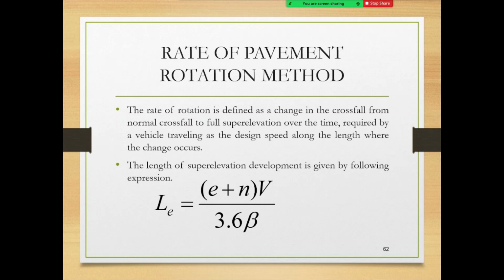Now here also please note down what these stand for. E is super elevation in percentage. N is normal crossfall in percentage.